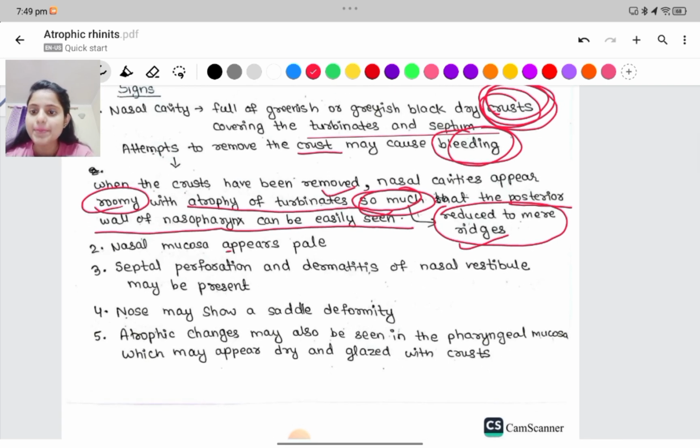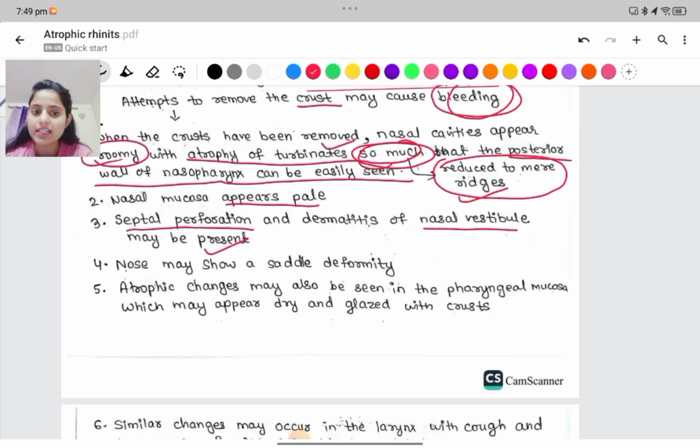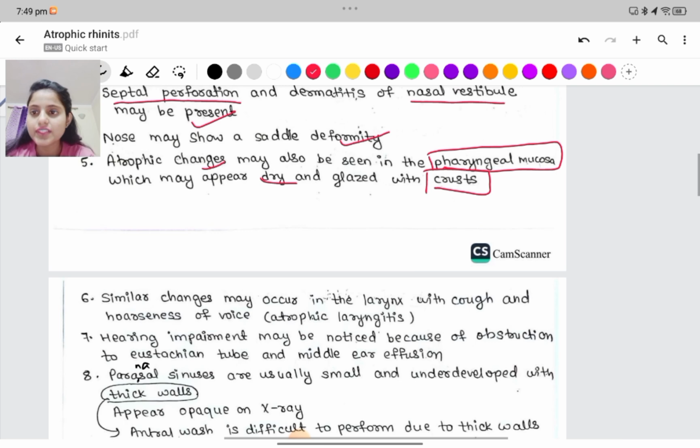Nasal mucosa appears pale. Septal perforation and dermatitis of the nasal vestibule may be present. Nose may show a saddle deformity. There are also atrophic changes seen in the pharyngeal mucosa, which may appear dry and glazed with crusts. Similar atrophic changes are also seen in the larynx, so the patient has cough and hoarseness of voice.